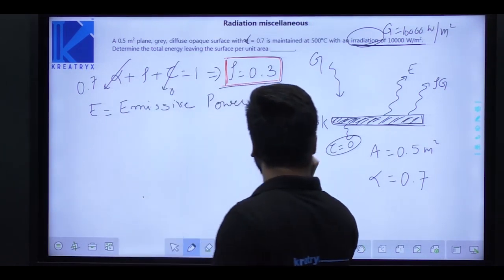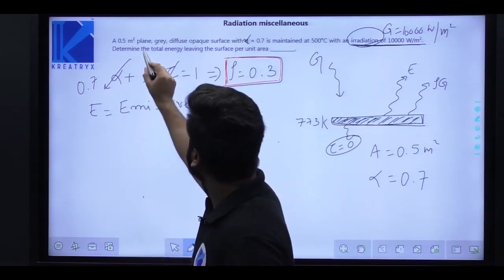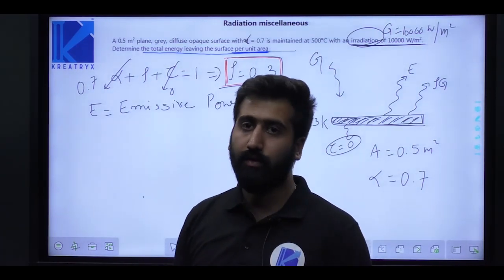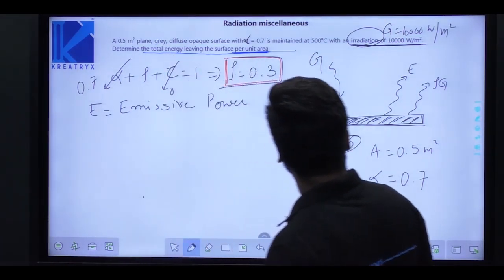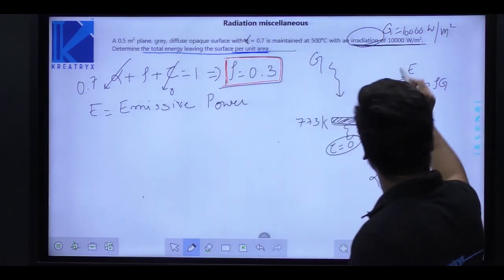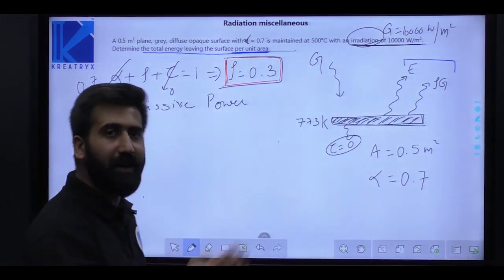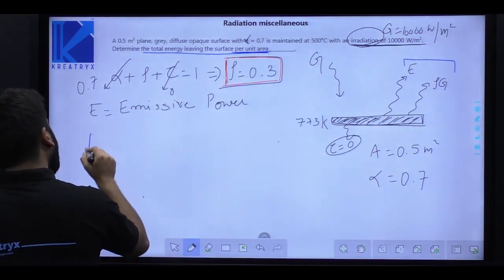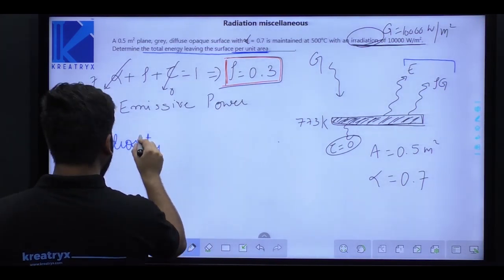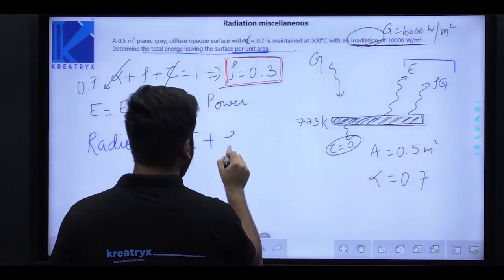Now tell me, what is radiosity? Radiosity is the total energy leaving the surface per unit area. So the question has asked us to find radiosity. And what is radiosity? This is the sum of emissive power plus rho G, that is the energy which is reflected back. So radiosity is the total energy leaving the surface, that is in this case E plus rho G.